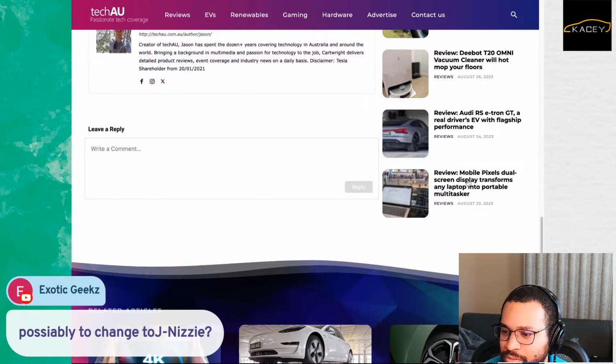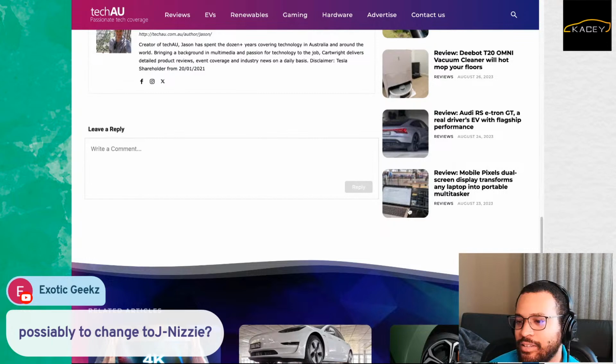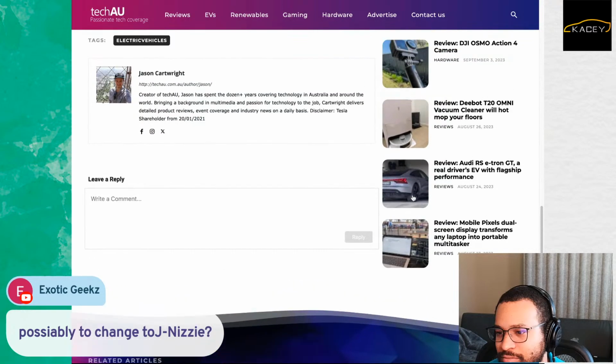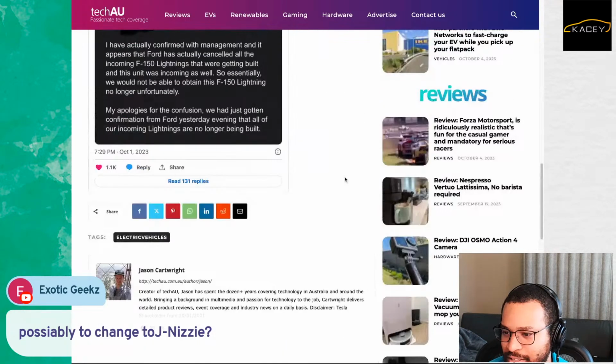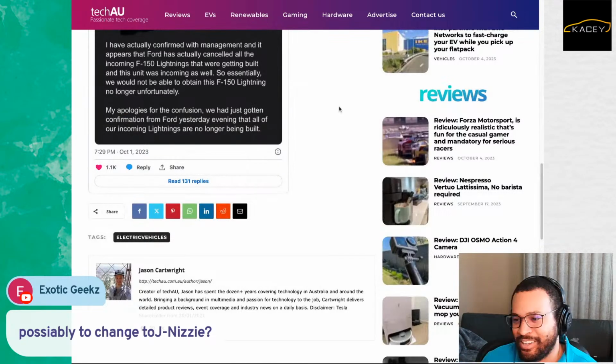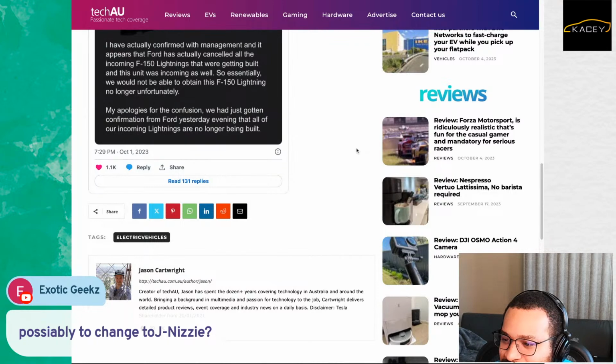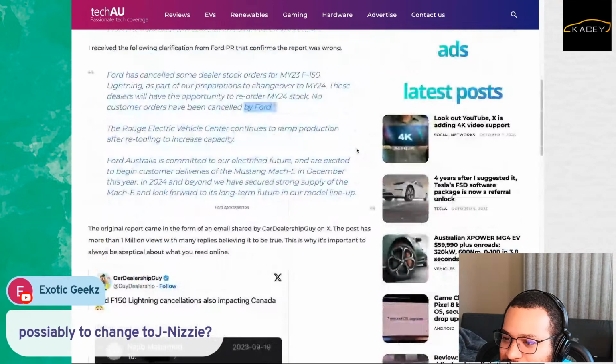Full pixels, dual screen display transforms any laptop into a portable multitasker. I've got one of these. Haven't used it yet because I haven't left this office, but I've got one of those. Okay. Moving on.